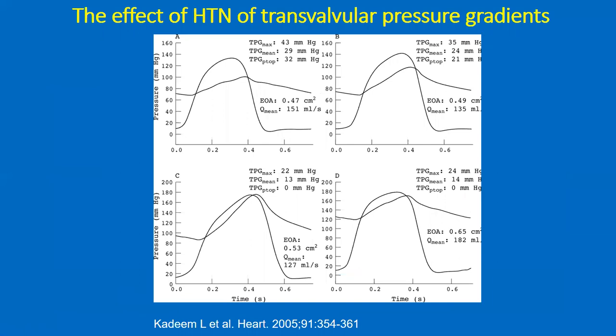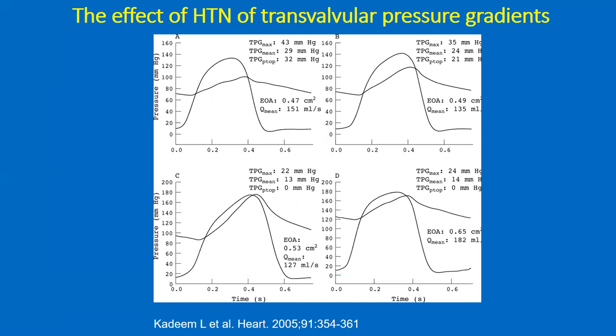One last point is the importance of blood pressure during evaluation of aortic stenosis severity. We have to make sure that the blood pressure is within normal ranges, because higher blood pressure will dampen the gradients and underestimate the severity of stenosis.